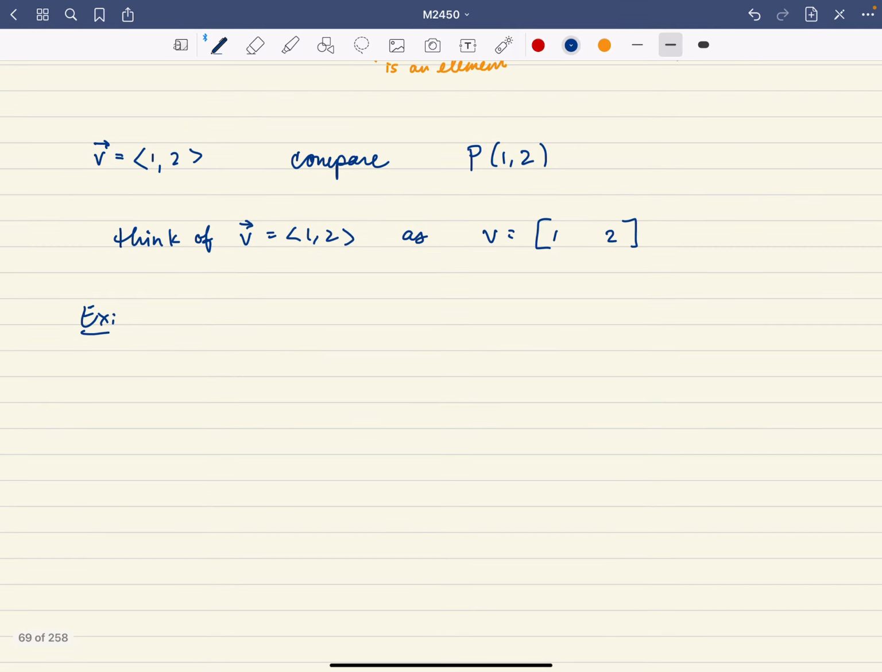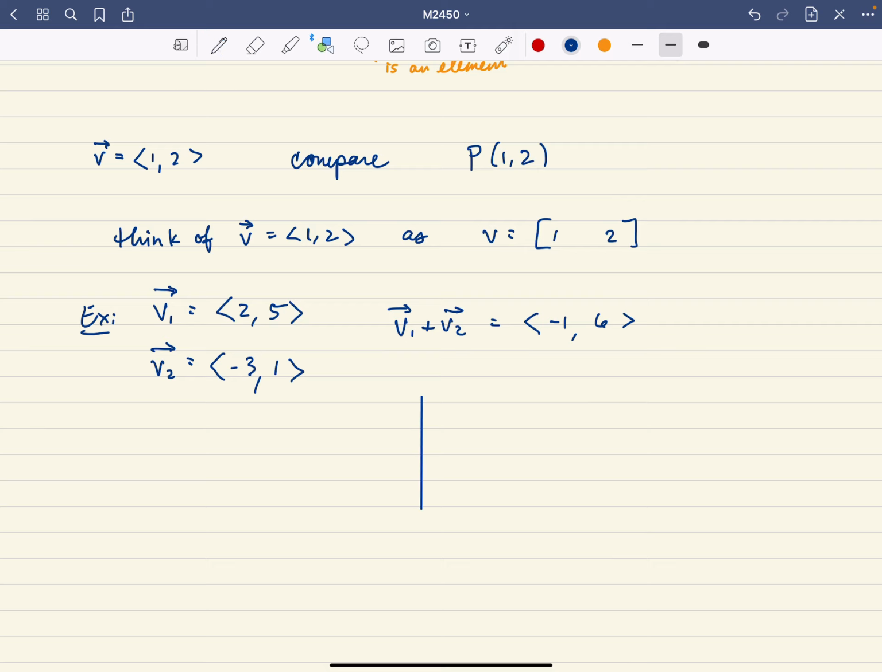If I have two vectors, let's say v1, which is 2, 5, and v2, which is -3, 1, then we can add these two vectors. This is going to give us a new vector, and the sum of the coordinates is going to be our new vector. So we end up with -1, 6. And this makes total sense if we think about our vectors geometrically.